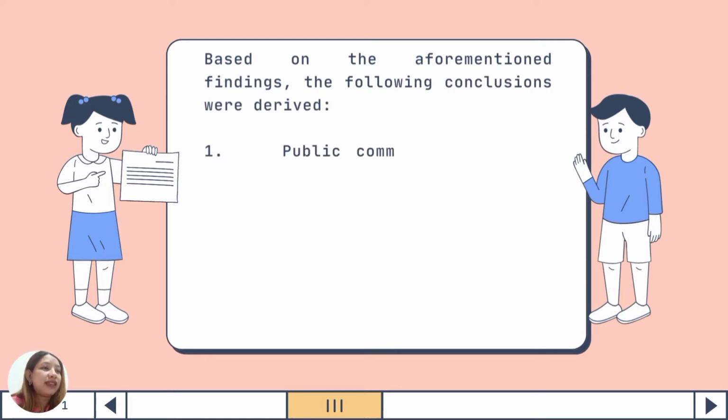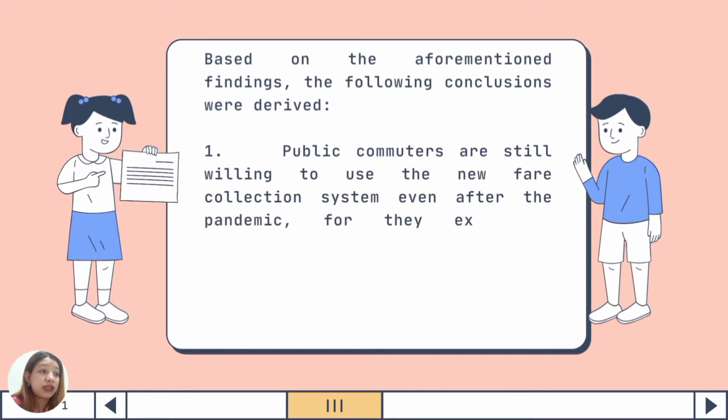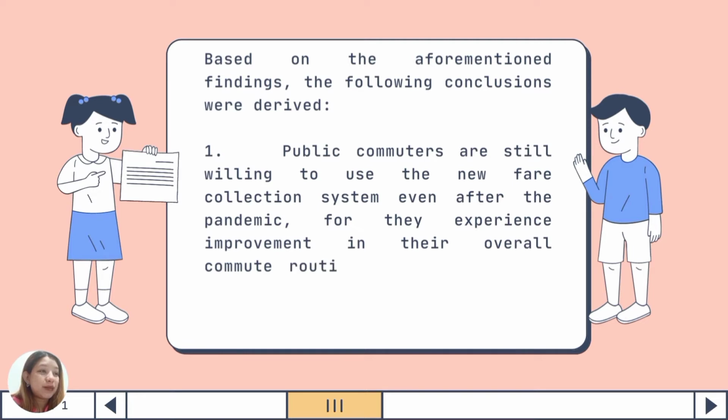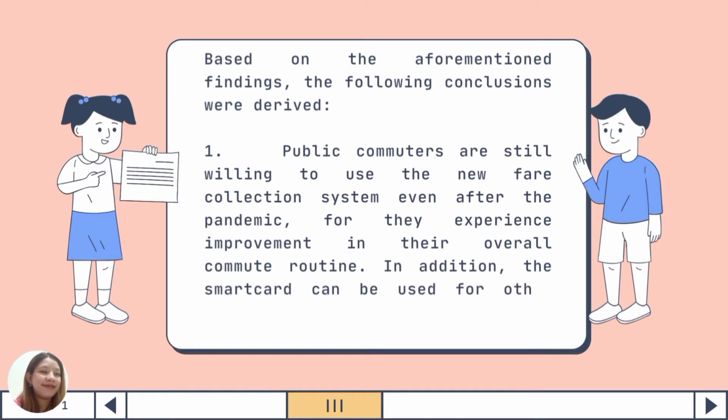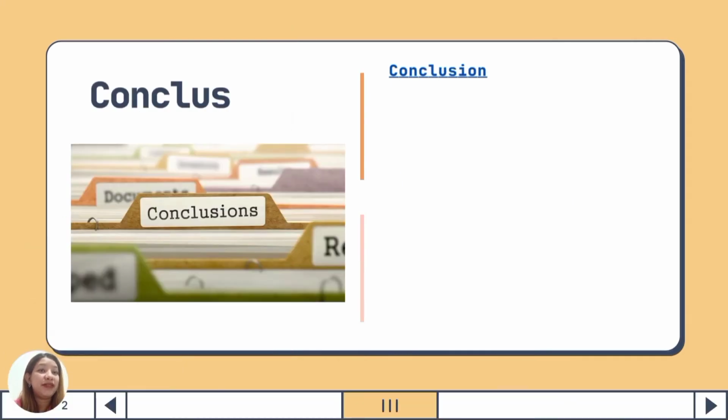Based on the aforementioned findings, the following conclusions were derived. Public commuters are still willing to use the new fare collection system even after the pandemic, for they experience improvement in their overall commute routine. In addition, the smart card can be used for other means like hotel accommodations and food stalls. My question is, what part of research is presented? Very good!